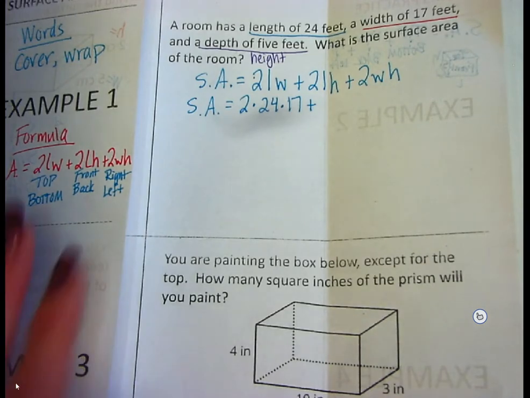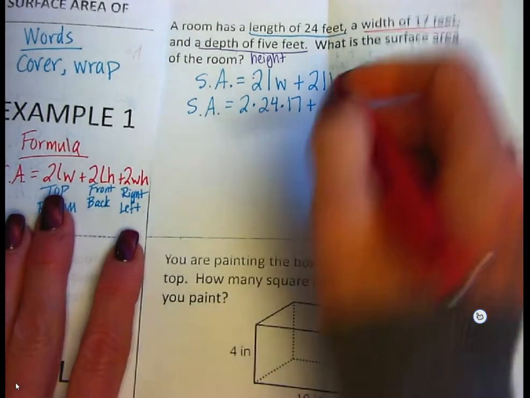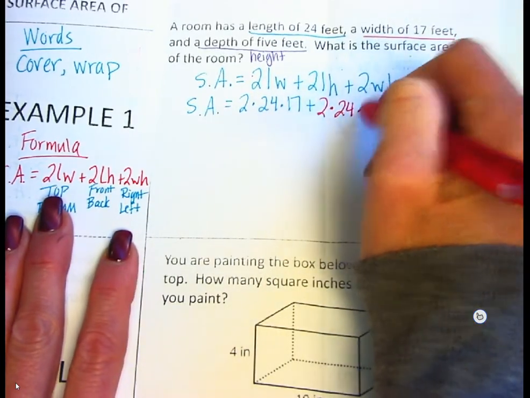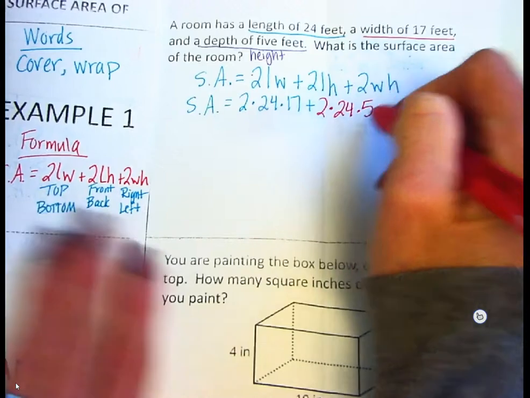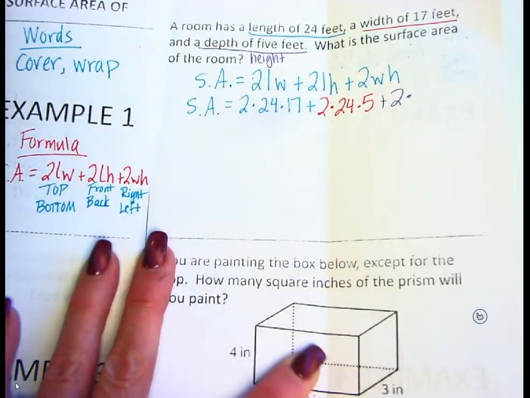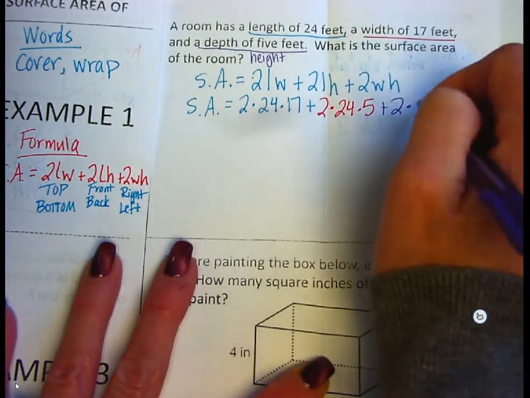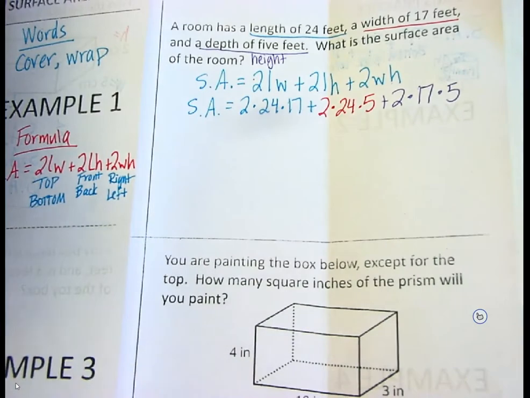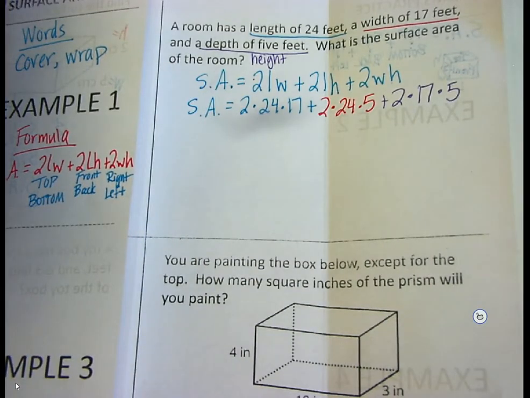All right, and so what about the next part? 2 times, what are the other two numbers? 24 times 5. And then the last part is 2 times 17, our width, and our height is 5. So now what do I do? Put it all on my calculator.